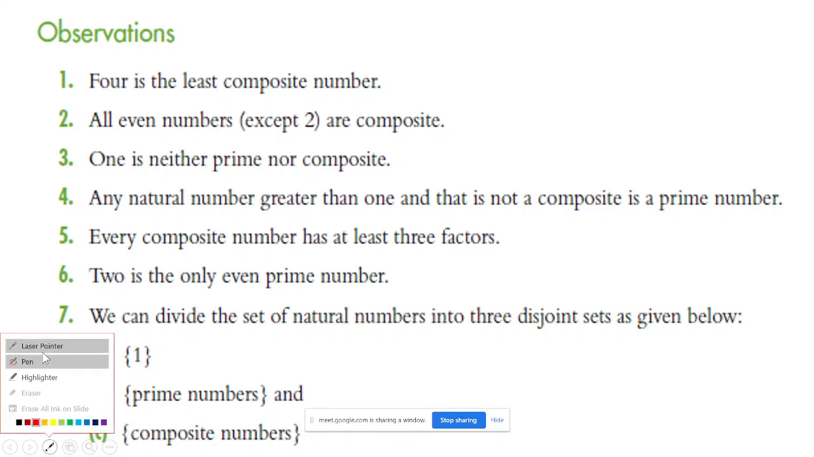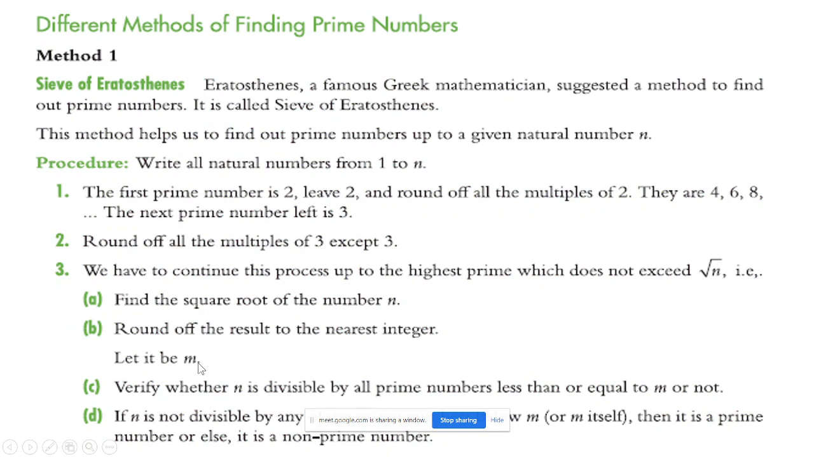Okay, my children. Now come to the main point. Main concept of this period. What is that point? Different methods of finding prime numbers. You have already learnt for finding prime numbers from 1 to 100. What is used in your earlier class to find the prime numbers from 1 to 100?